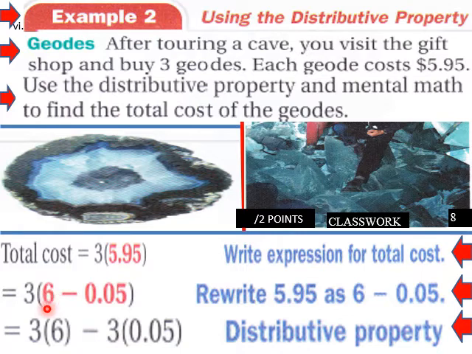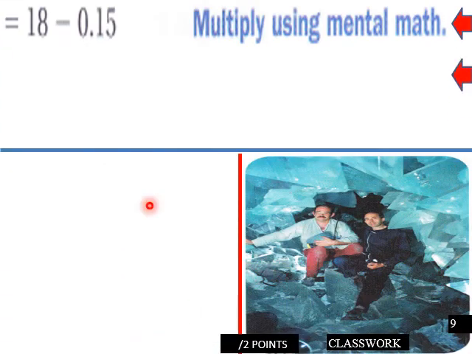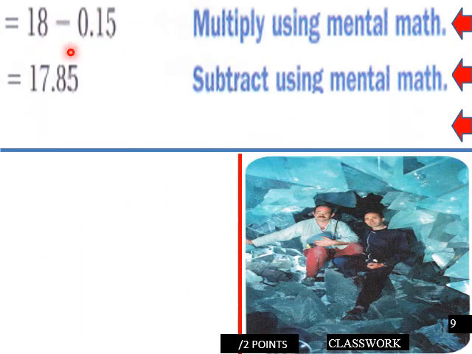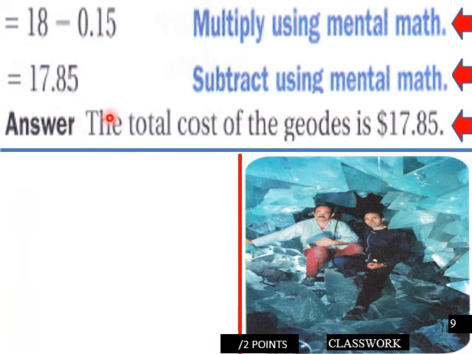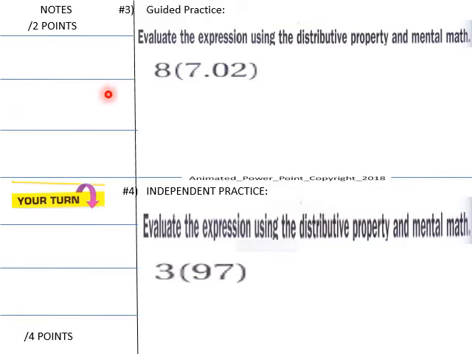And then we can multiply through here. 3 times 6 minus 3 times 0.05. This will be an equivalent expression of this expression here. Then after we do that, we get 18 minus 15 cents, which is $17.85. It'll be another way of making your mental math easier, perhaps, by doing it like that. The total cost of the geodes will be $17.85.